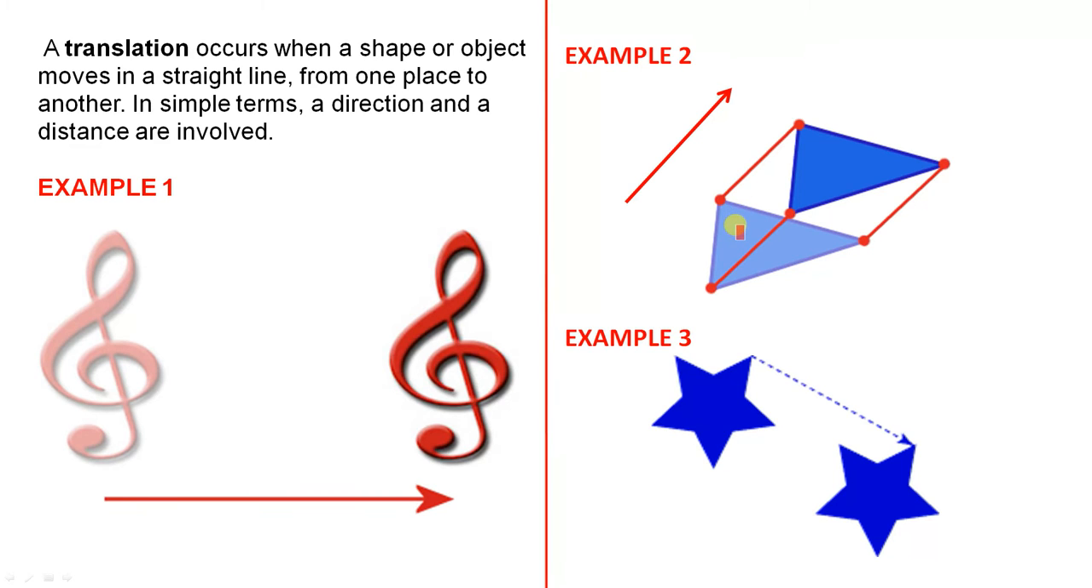Example 2, this light triangle has been translated up there, and there's the distance, and that's the direction. Example 3, this star goes from that position to that position in a straight line. You can see for each of those objects, the translated shape is the same as the original shape. The only thing that's changed is the position.